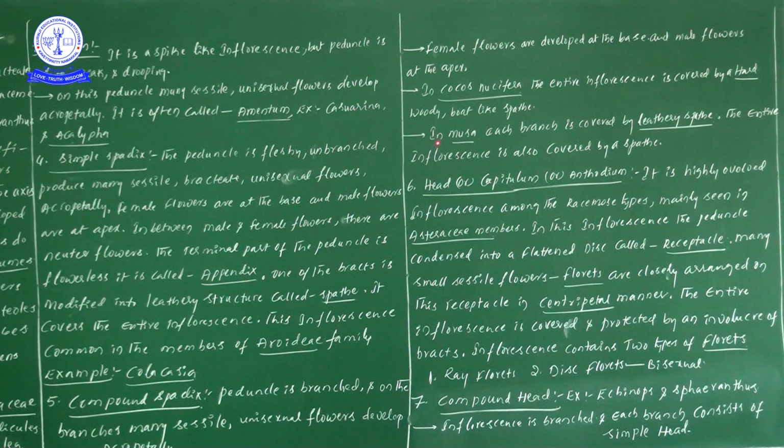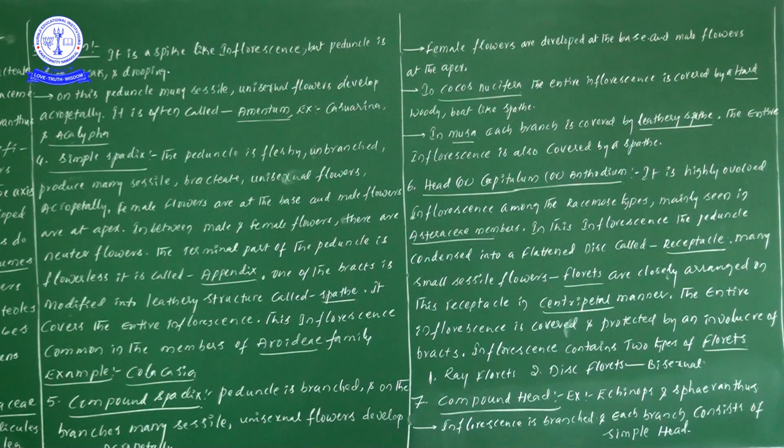So that inflorescence. Next one, in Musa, which we know very well as the banana plant. In the banana plant also, one brown, boat-shaped, leathery spathe is there which covers the entire inflorescence. In Musa, each branch is covered by a leathery spathe. Okay, leathery spathe. The entire inflorescence is also covered by a spathe.